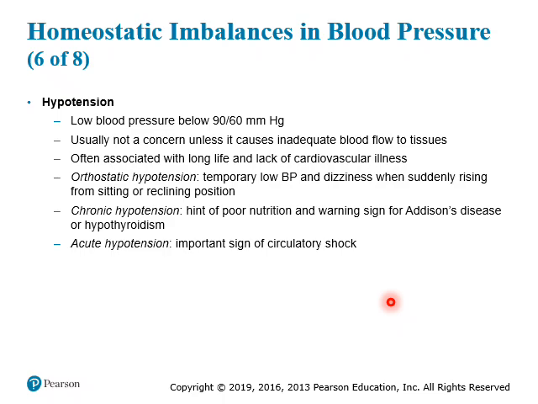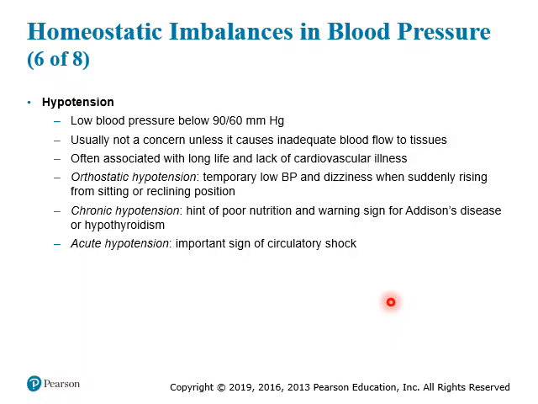Hypotension. I used to have hypotension when I was young, but now my blood pressure is really high. Hypotension is low blood pressure of 90 over 60, which is really good. Those were the days. Usually, it's not a concern having low blood pressure unless it causes inadequate flow to the tissues. It is often associated with long life and lack of cardiovascular illness.